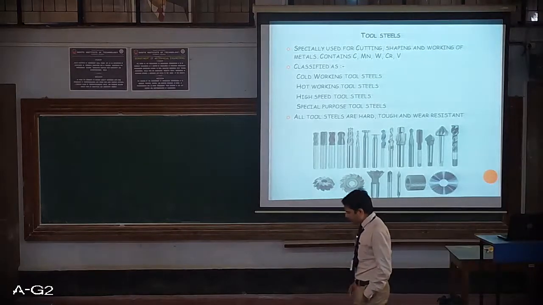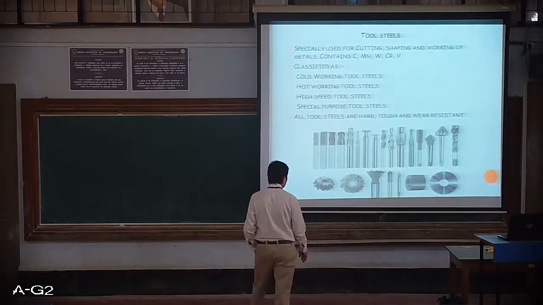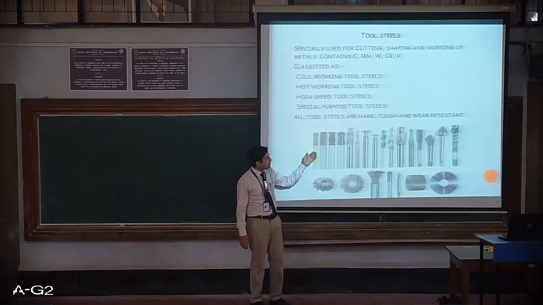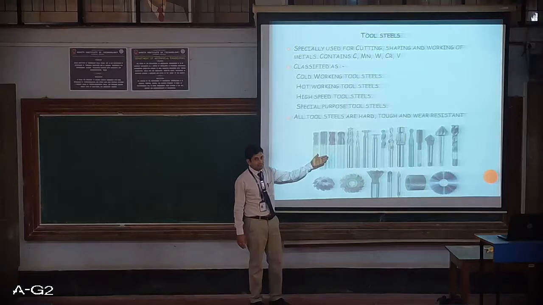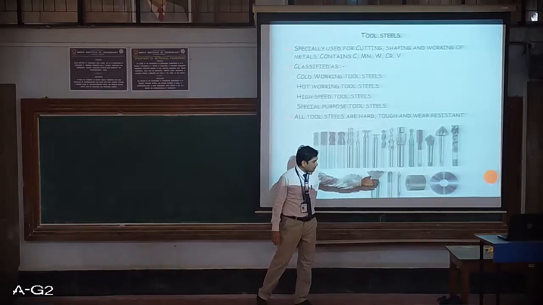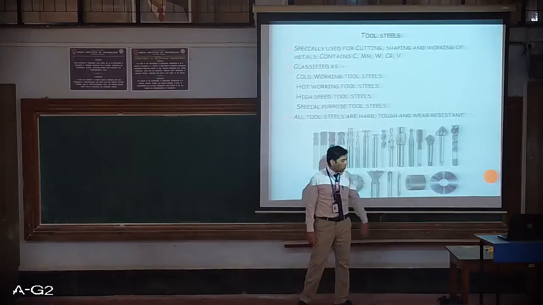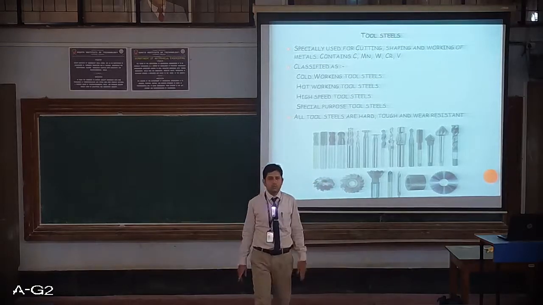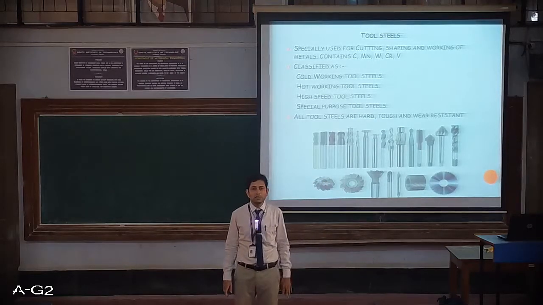I have put some images on the board. These are some of the different types of tools which are used in workshops, you know that. These are the different types of drill bits which are used, right? This is a milling cutter. This is a type of gear. So all these things, blade, all these are considered as tools, and these tools should be made up of a type of steel called tool steels.